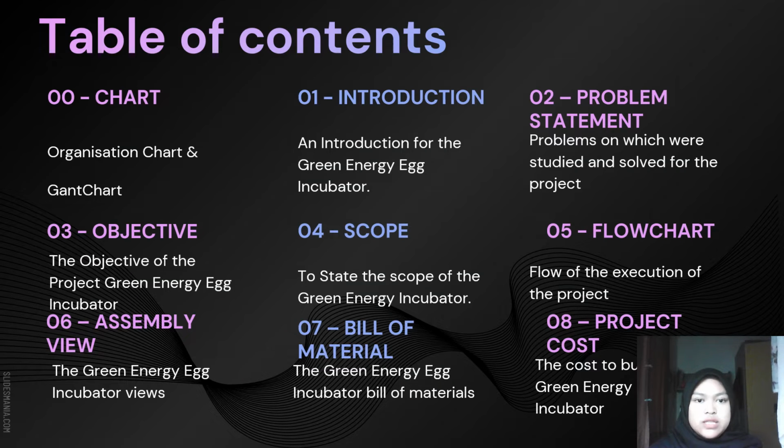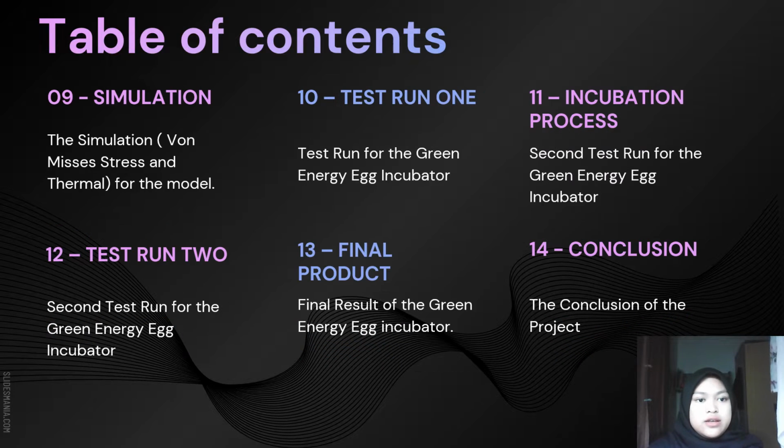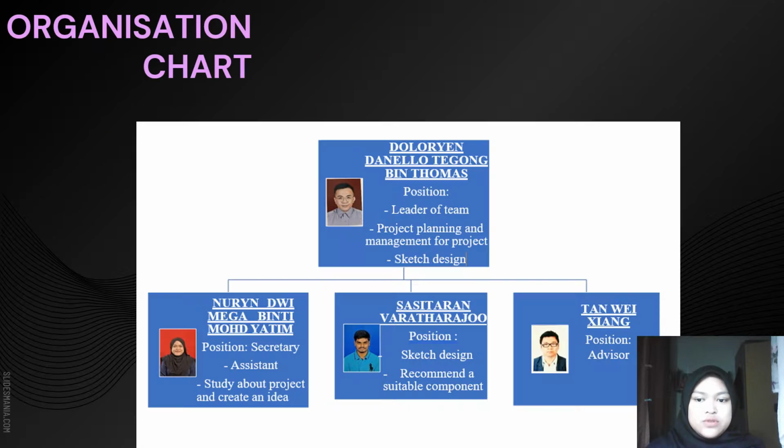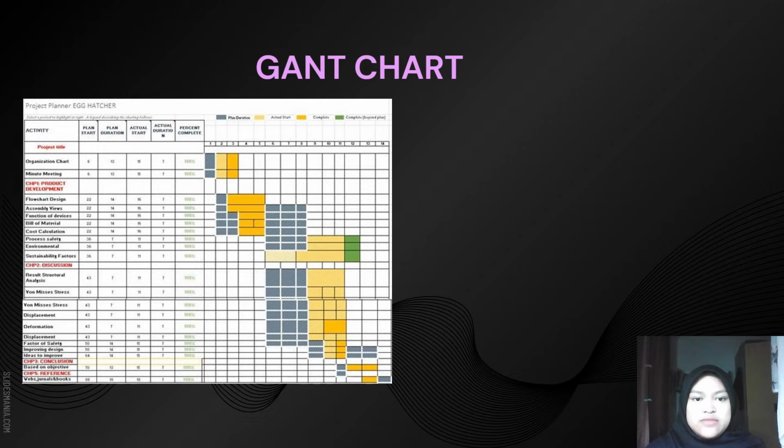So for this presentation, we will explain the chart, introduction, problem statement, objective, scope, flow chart, literature review, bill of material, project cost, simulation, test run 1, incubation process, test run 2, final product, and conclusion. As you can see, this is our automation chart, and this is the Gantt chart for our team.